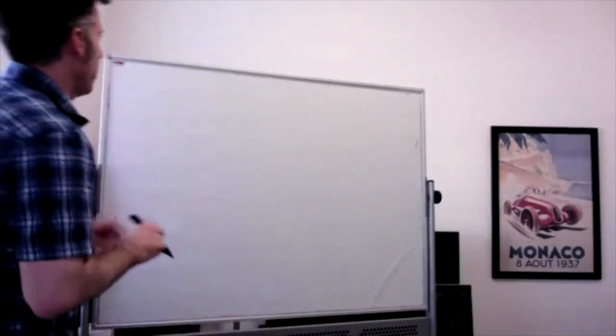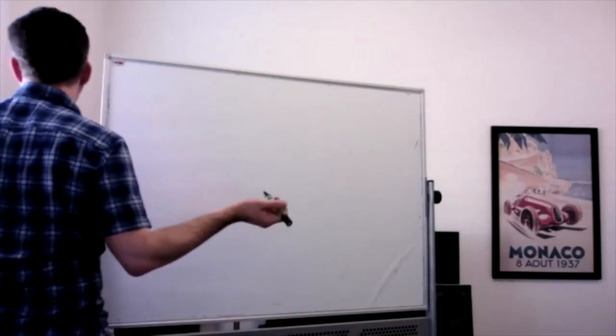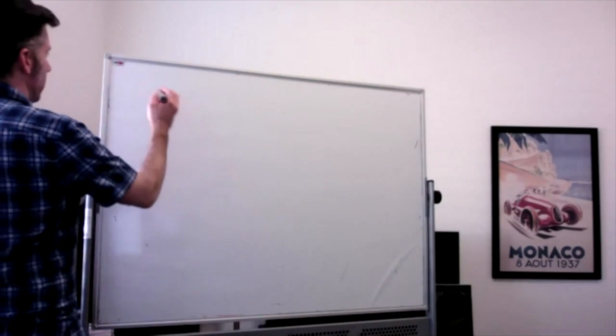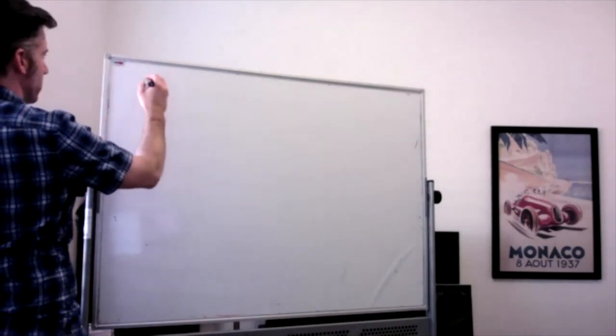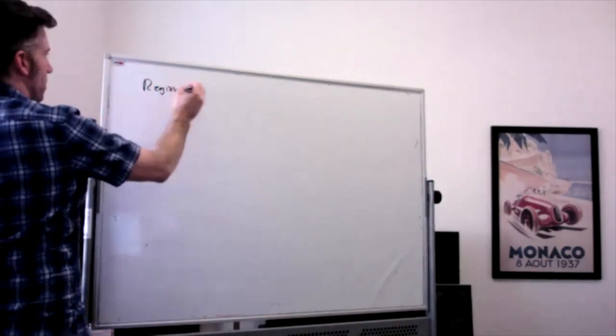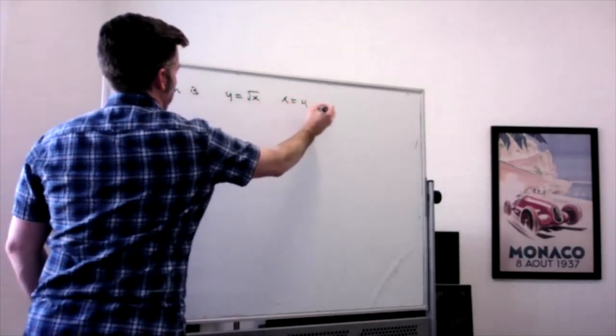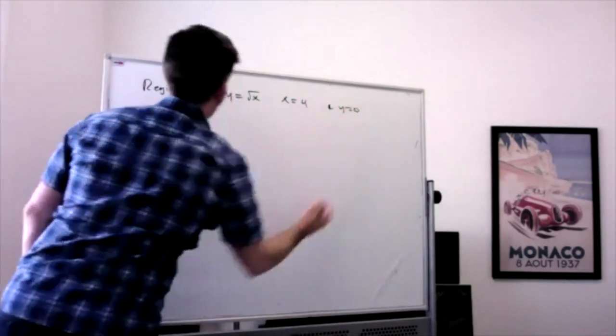So let's say our region is, I'll make something not too terrible. So the region is bounded by y equals root x, x equals 4, and y equals 0. So here's our region.